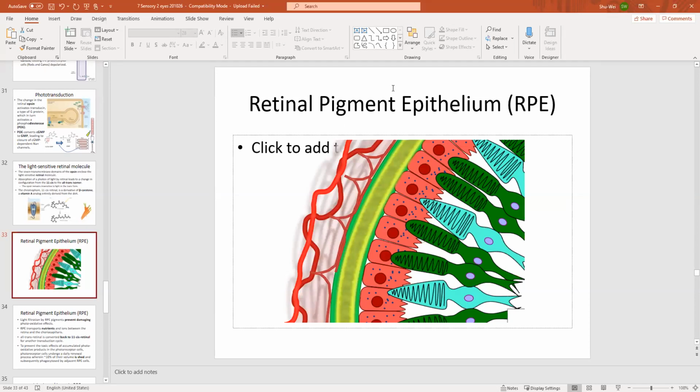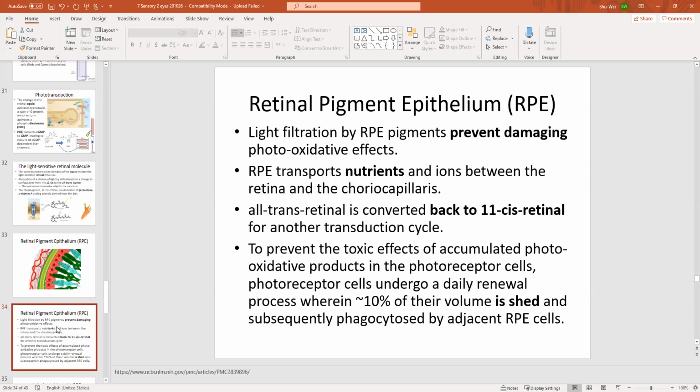Why is that? Because they are located right next to the photoreceptor. So their function is to support their friends, to support the photoreceptor. All right, let's look at this retinal pigment layer, the retinal pigment epithelium cells right here.